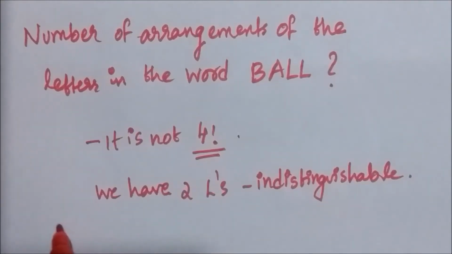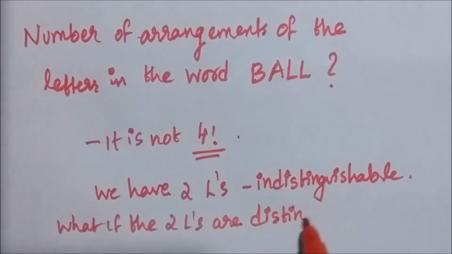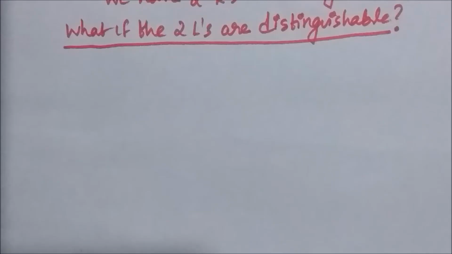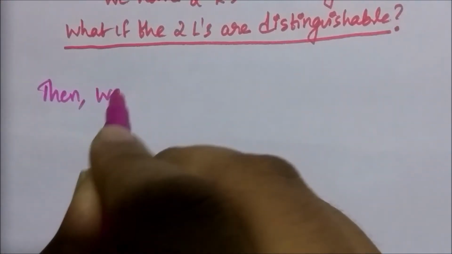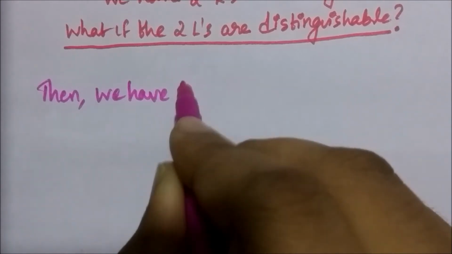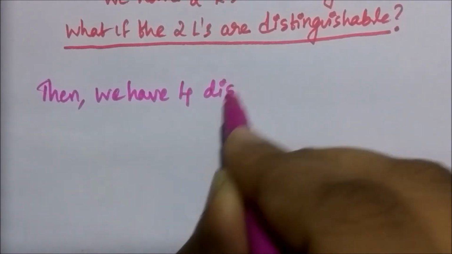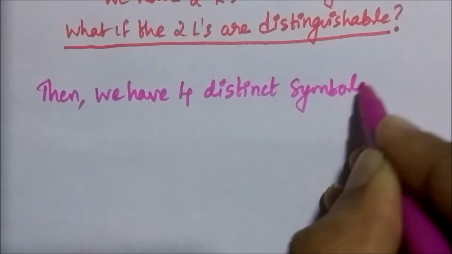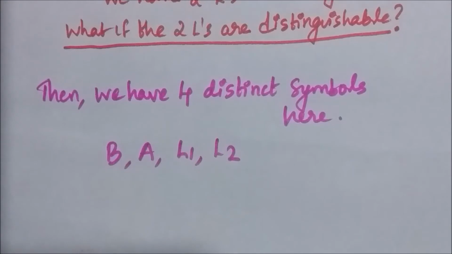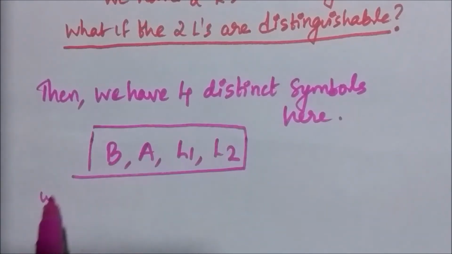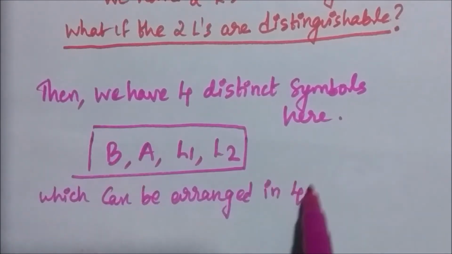Now, to find out the number of arrangements, let's see what happens if the 2 letters L are distinguishable instead of indistinguishable. Let's say we have 2 letters L which are distinguishable in such a way that we can rename them as L1 and L2. Then we have 4 distinct symbols here which are B, A, L1 and L2. These 4 distinct symbols we can arrange in 4 factorial ways, right?